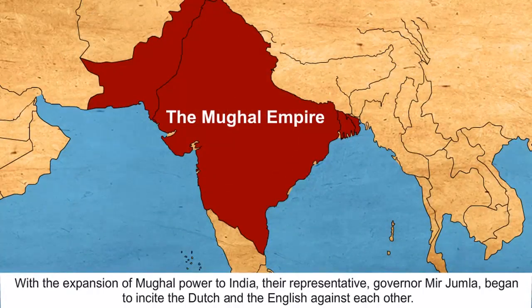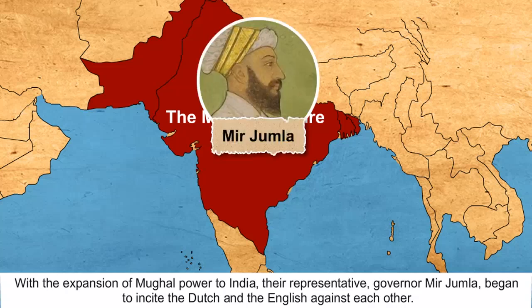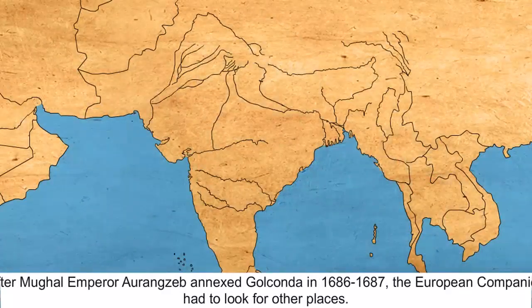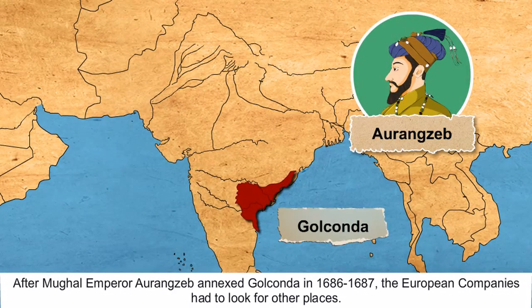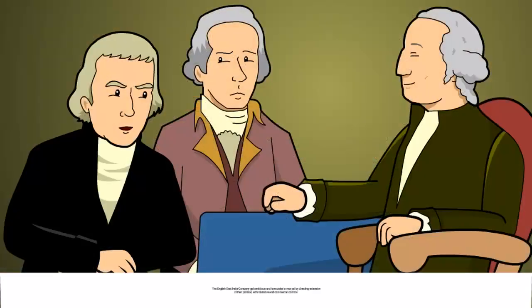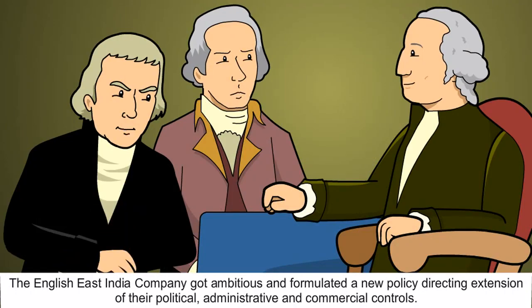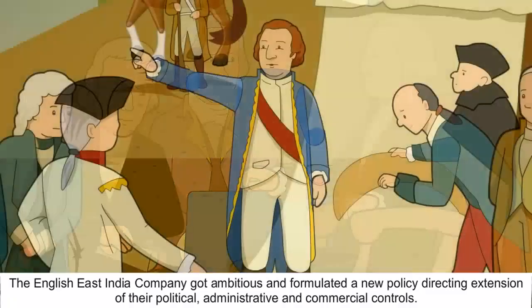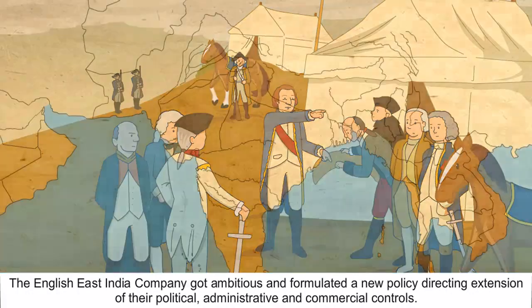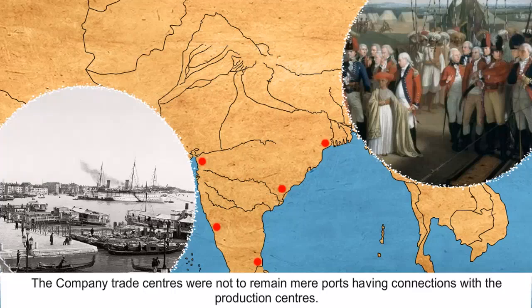With the expansion of Mughal power to India, their representative, Governor Mir Jumla, began to incite the Dutch and the English against each other. After Mughal Emperor Aurangzeb annexed Golconda in 1686 to 1687, the European companies had to look for other places. The English East India Company got ambitious and formulated a new policy directing extension of their political, administrative and commercial controls. The company trade centres were not to remain mere ports having connections with the production centres.